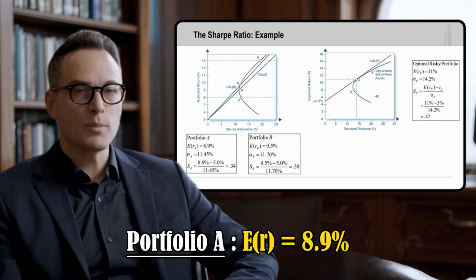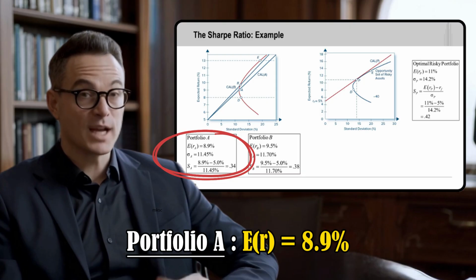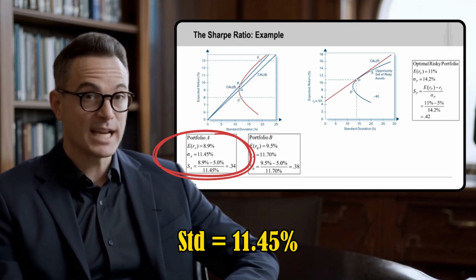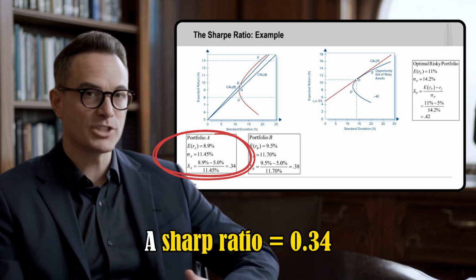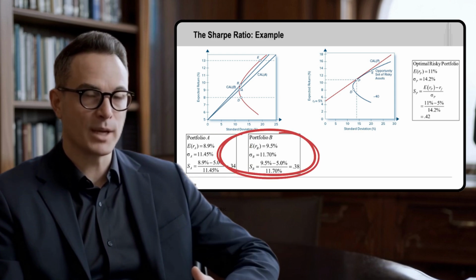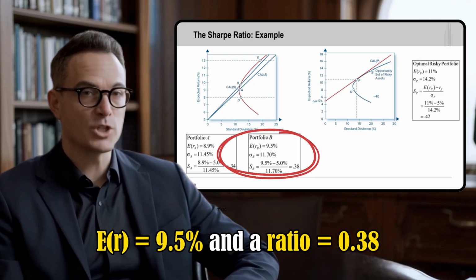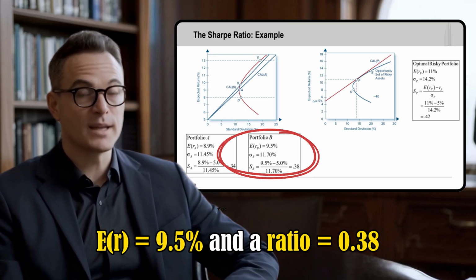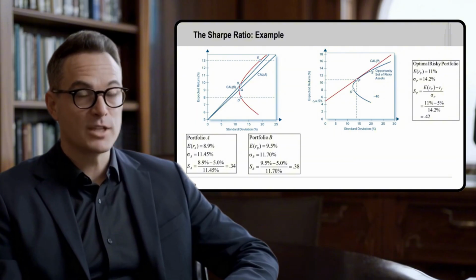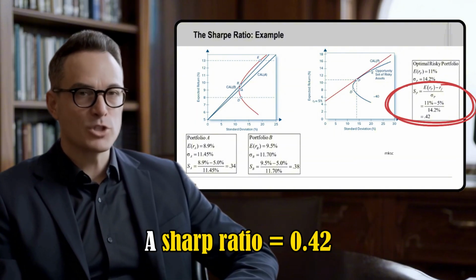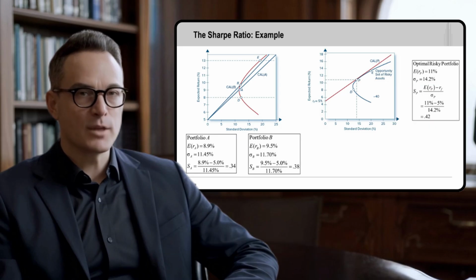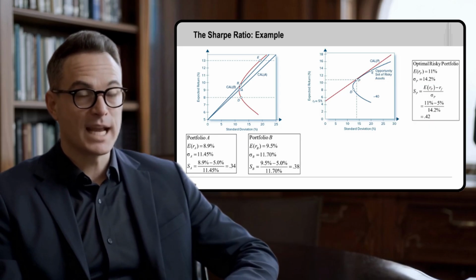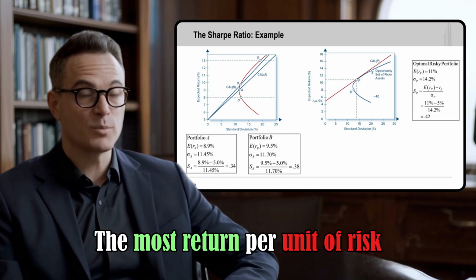Let's break it down. Portfolio A has an expected return of 8.9% and a standard deviation of 11.45%, yielding a Sharpe ratio of 0.34. Portfolio B improves this with 9.5% return and a ratio of 0.38, but the optimal risky portfolio pushes it further, reaching a Sharpe ratio of 0.42 by combining assets to maximize efficiency. The goal is always to climb as far up the CAL as possible, getting the most return per unit of risk.